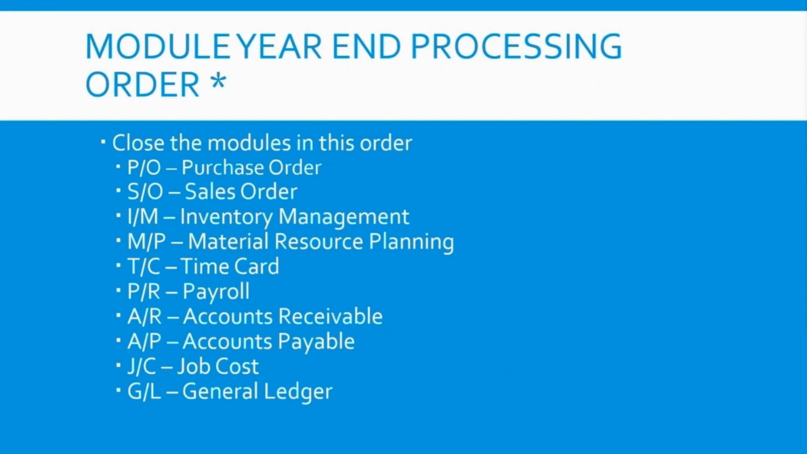If you were to run the period end or the year end for the accounts payable module first, and you had that in 2024, but your PO module was still in 2023, and someone posted a transaction into 2023, it wouldn't allow it to post up through accounts payable because that's already closed. So it's not really required. If you do it in reverse order, it's not going to break anything.